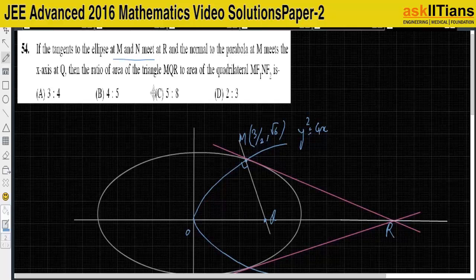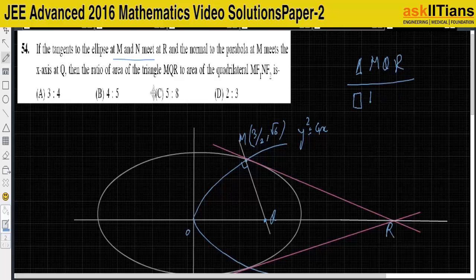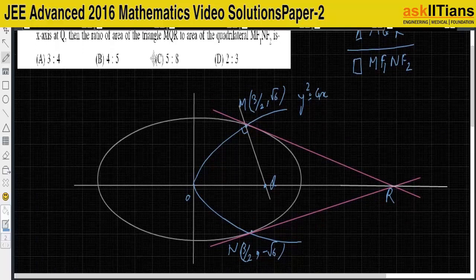Now then the ratio of the area of triangle MQR divided by the area of quadrilateral MF1NF2, right? So MN, okay, this is N, and F1F2. If I join this, it will be something like this, and F1 will be somewhere here and F2 will be somewhere here. Okay, right, so we can do this.